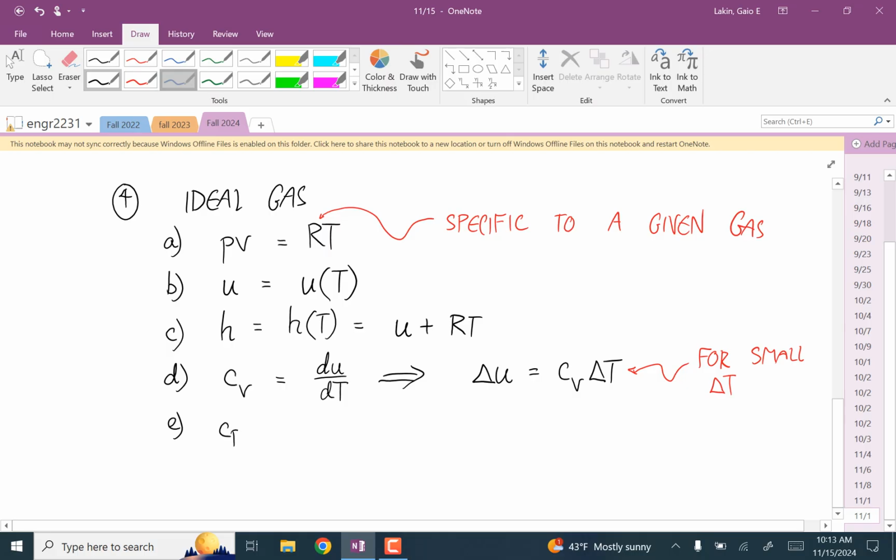Then what about CP? Well, CP is dh dT. And so if you use the h from part C, just plug it in and take that derivative, you get that this is equal to CV plus R.